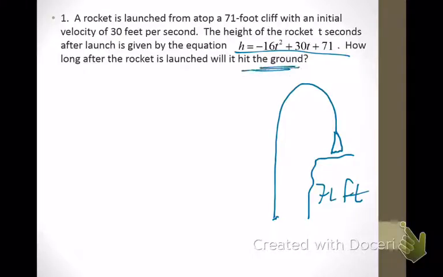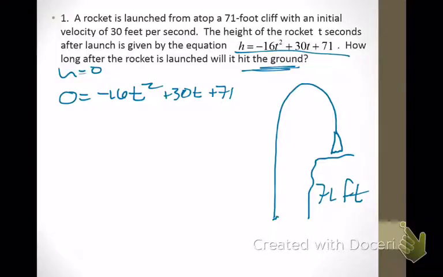If it hits the ground, how high off the ground is it? It's not off the ground at all, so the height would be 0. So we can let the height be 0 and plug in 0 for H. That's what we've got to solve. We've got to solve for t. How long after the rocket is launched? We've got to come up with what t is. So we need to solve this particular equation.